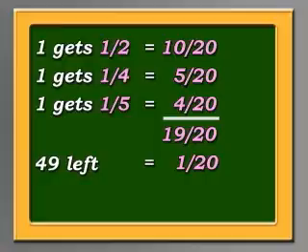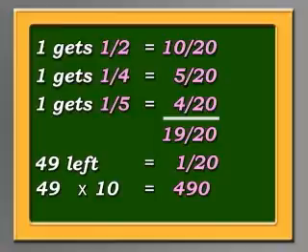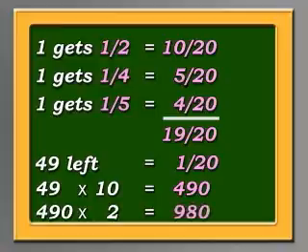Now, if we multiply 49 by 10, that's 490. If we double it, because we're multiplying by 20, that makes 980. So there were 980 stamps in the collection. Get it?